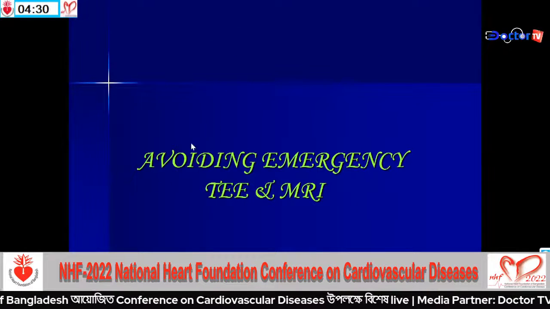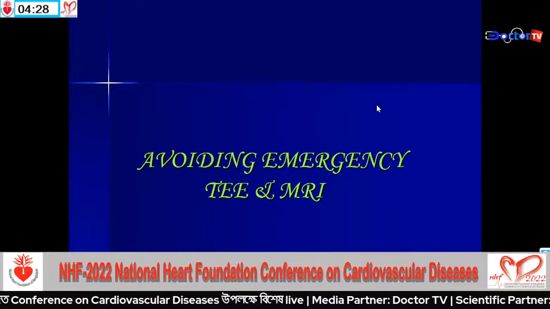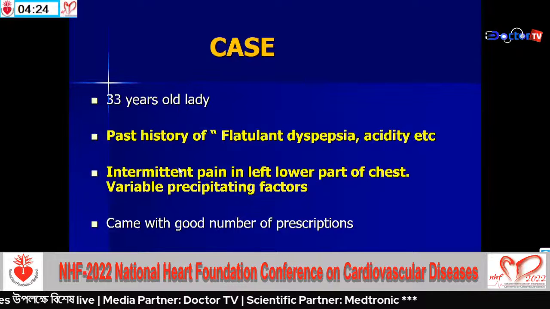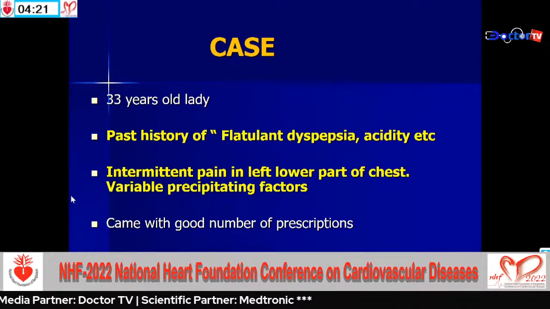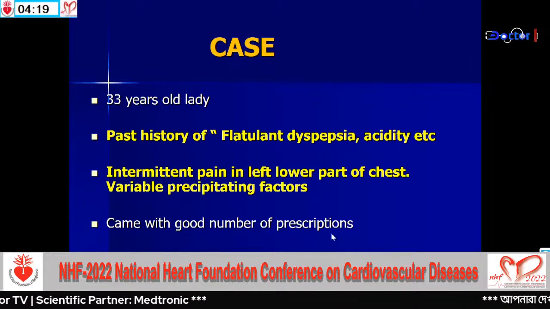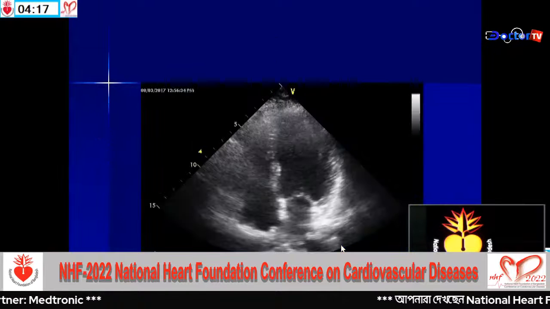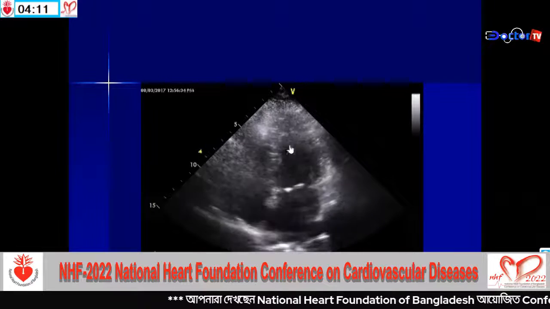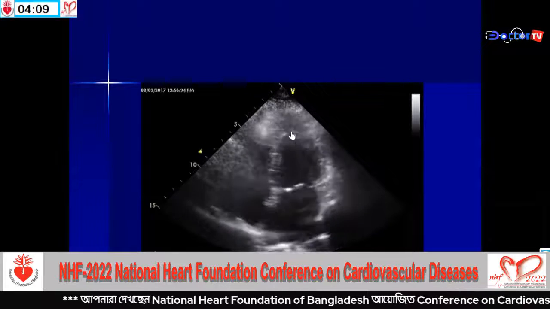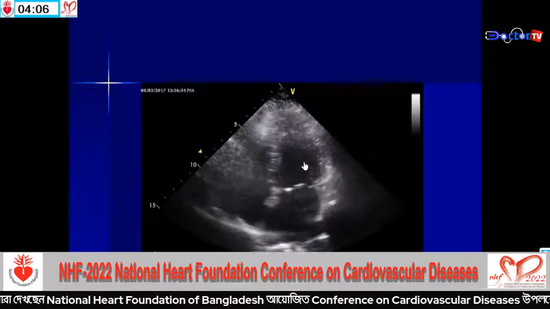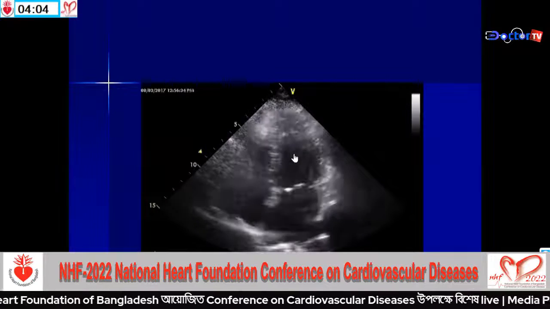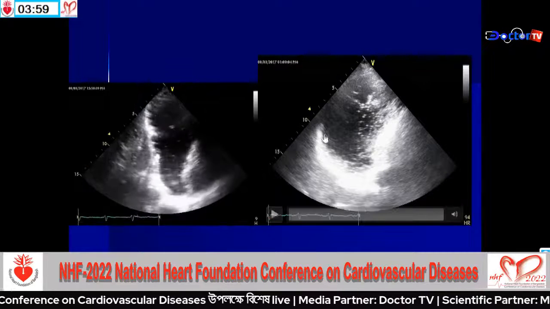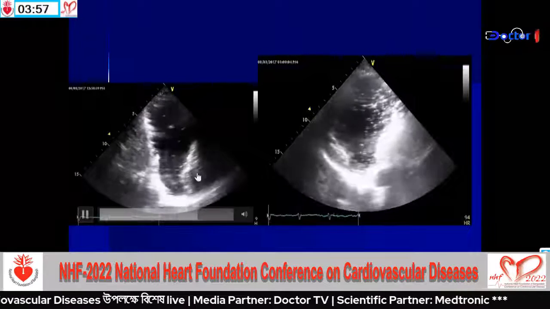Now, this patient, how did we avoid an emergency TEE and MRI? This was a 33-year-old lady, with a past history of dyspepsia, variable chest pains, multiple prescriptions, ECG normal, referred at the end stage. And you see, this was the left atrium, left ventricle. LV was normal, but on slightly moving the transducer, there was panic because they found a large cystic area all around.